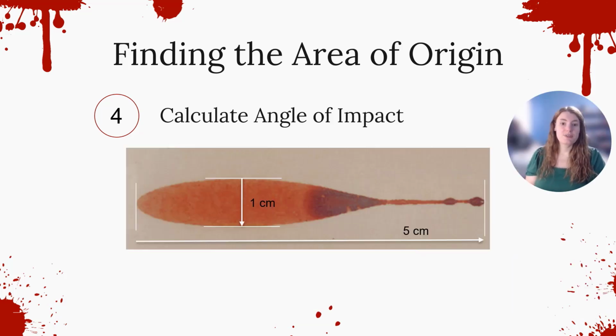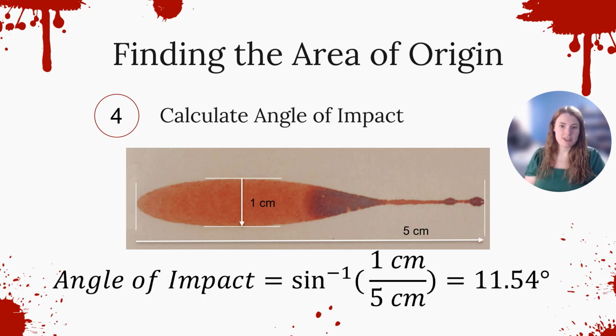So let's put that into an example real fast. Let's go back to our original bloodstain, and let's say that we measured and the width is equal to 1 centimeter and the length is equal to 5 centimeters. We would plug those numbers into our equation and take the arc sine of 1 divided by 5, plug that into a calculator, don't do it by hand, and that is going to give us an impact angle of 11.54 degrees.